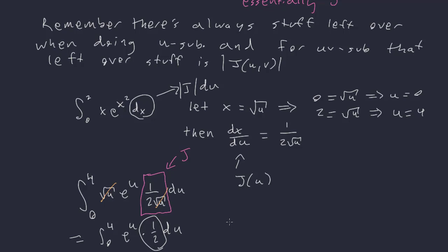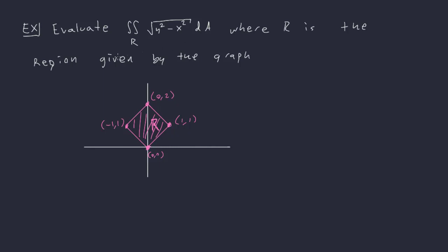So let's actually look at this in an example with multiple dimensions and see what we see. Let's evaluate the double integral over R of the square root of y squared minus x squared dA, where R is the region given by the graph of this diamond here. It's the diamond with vertices (0, 0), (1, 1), (0, 2), (-1, 1). Now I'm going to say that we use the transformation x equals u minus v and y equals u plus v.